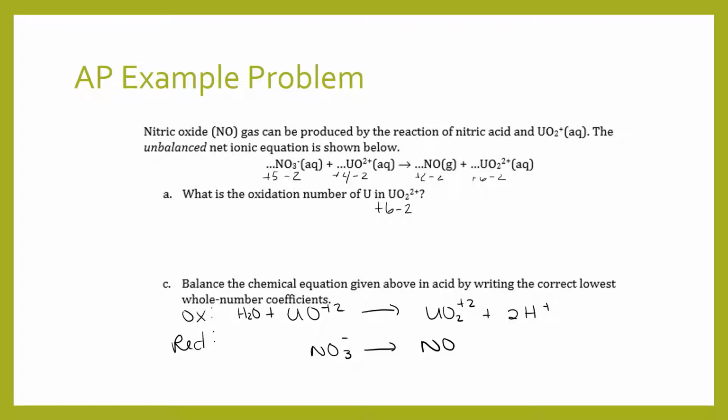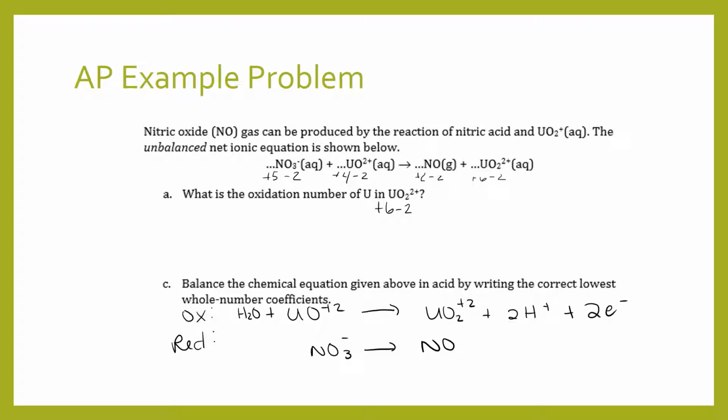Let's look at our charges. On the left-hand side, I have a +2. On the right, I have a total of +4. So let's add 2 electrons to this in order to get a neutral or an equal charge.